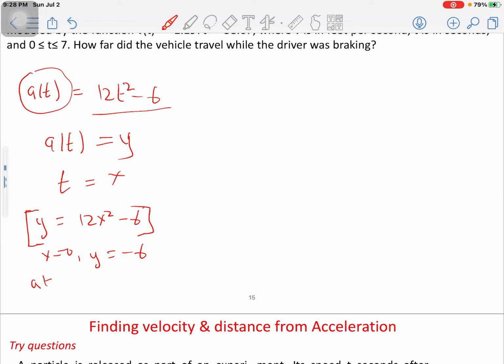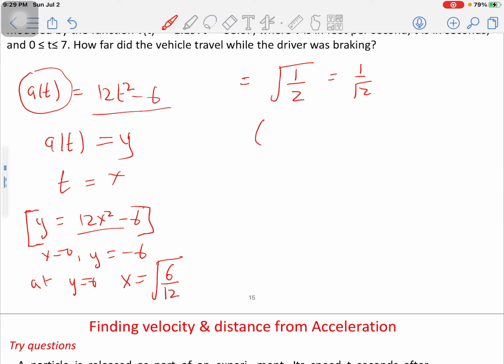And at y equal to 0, your x equal to 6 over 12, and that will be square root of it because we are using this function. At the end of the day, we are going to get square root of 1 over 2, and you can simplify that as well. So let's say 1 over root 2, and you can use the calculator to find that out.